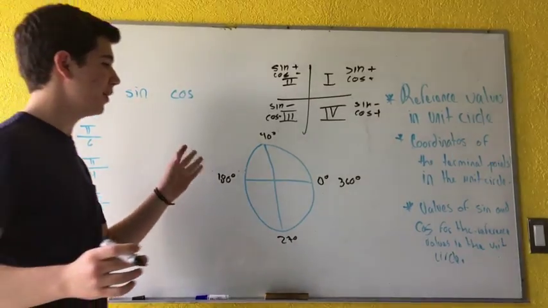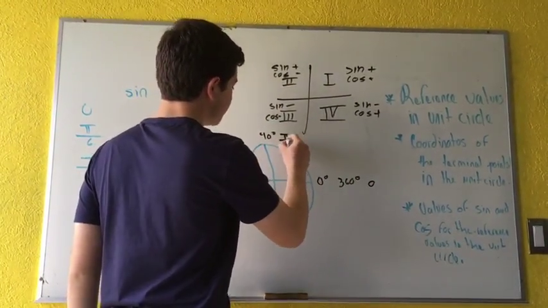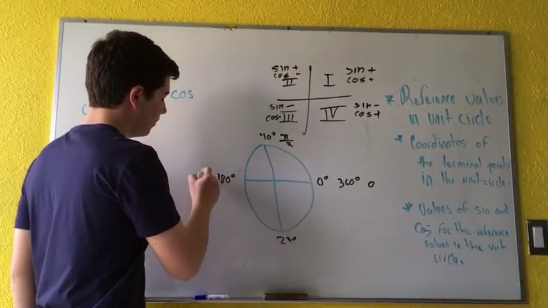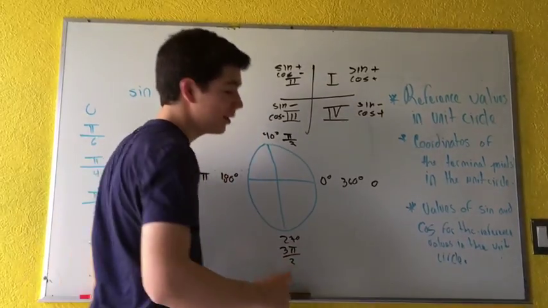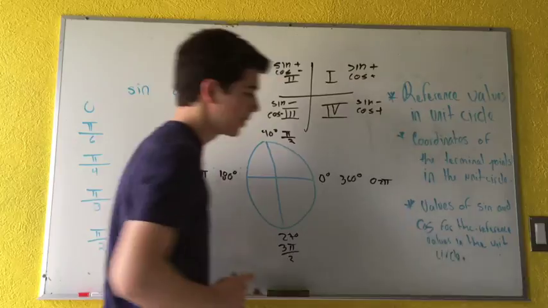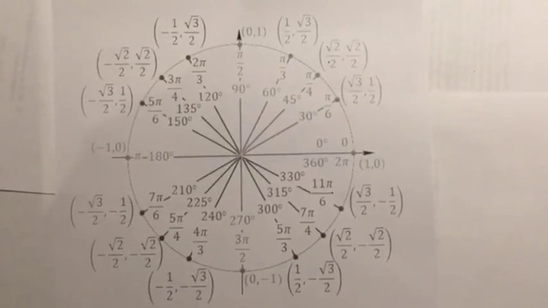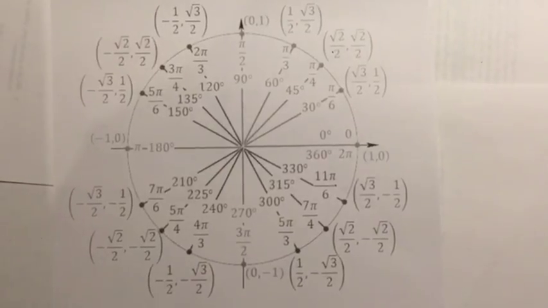But in radians, this is different. First, we have 0 again. Here we have pi over 2, pi, 3 pi over 2, and finally a full rotation is 2 pi. Now, in this unit circle, we have the specific value of each of the points that we are using as a reference.